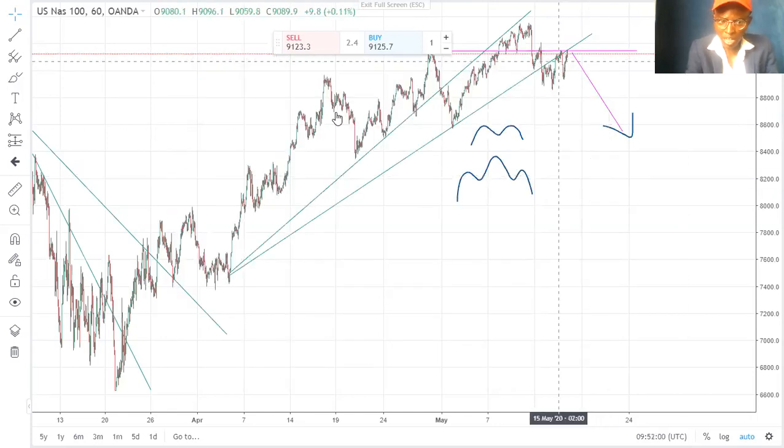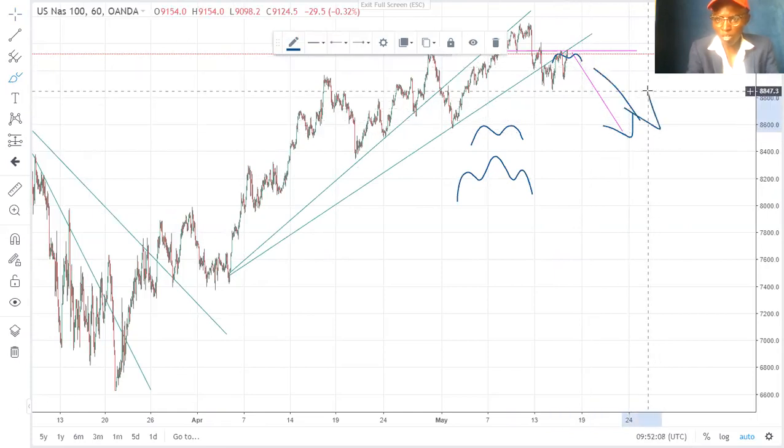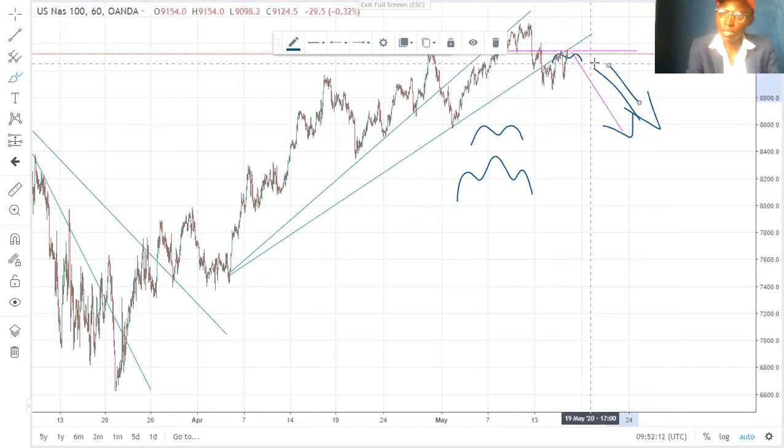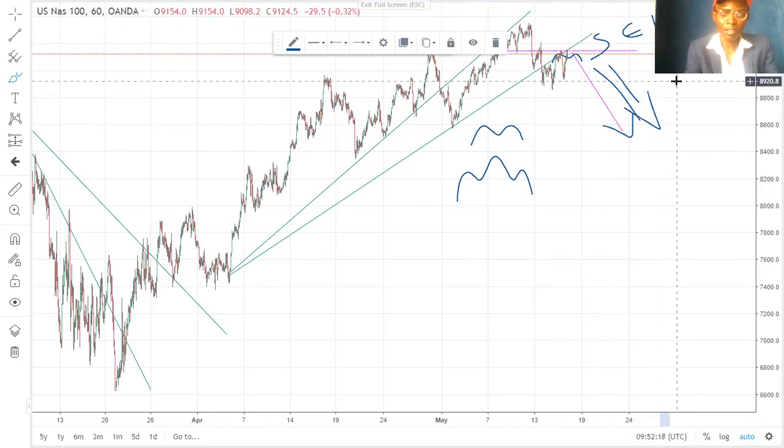If I see an M here, I'm taking the trade with a sell. If I see an M somewhere here, I'll be dropping with it. I'll be taking a sell, a sell, a sell. Simple. That's pretty much it, guys.